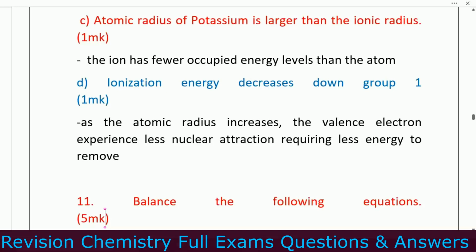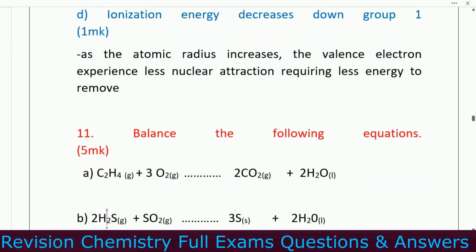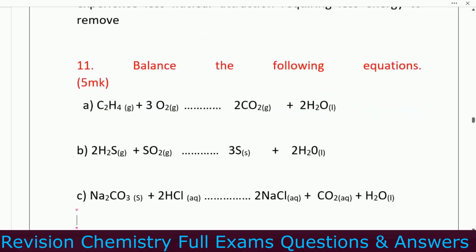Ionization energy decreases down group 1. Why? Do you know the group 1 elements? Ionization energy decreases as you go down. Why? As the atomic radius increases, the valence electron experiences less nuclear attraction, requiring less energy to remove. That's why ionization energy decreases down group 1. We go to the next one.